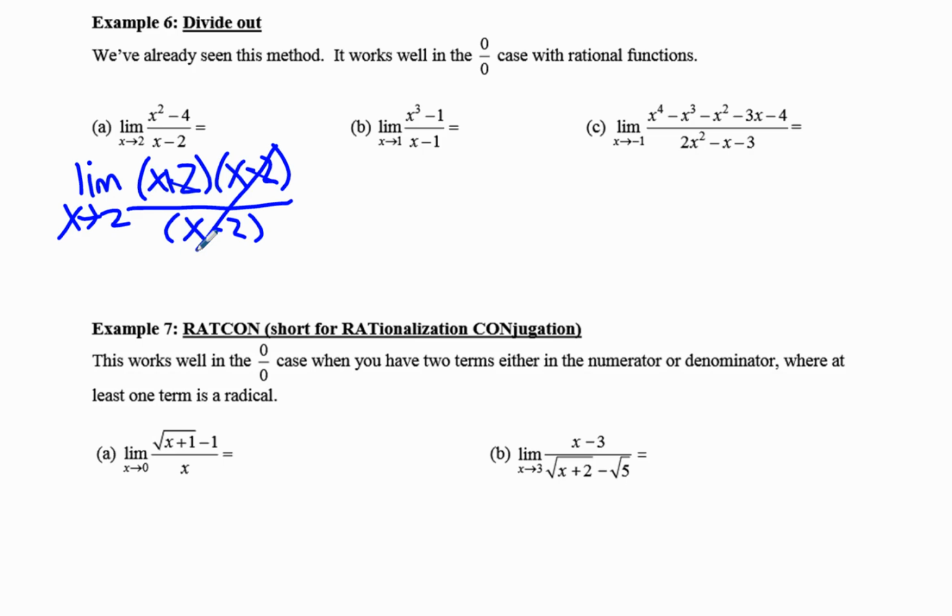Because for a limit we don't care exactly what's happening at 2. We just want to look around it. Have a look at it. 2 plus 2, 4. Done. All right, in this case, maybe you don't know how to factor this. So this is where synthetic division comes in.